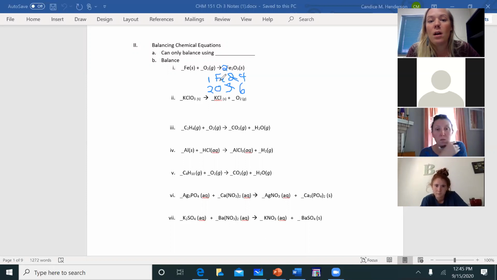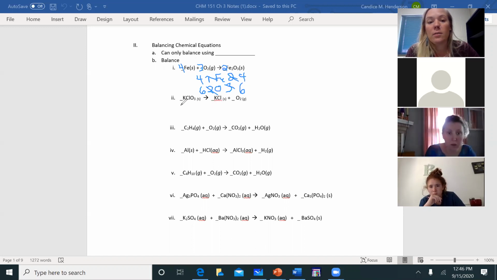So now I can go to my metal. If I have 4 here, real easy, I can just put a 4 right there, that changes that to 4. And then if I want to adjust this, I have 2, I need to have 6. So if I put a 3 in front of there, that will change this to 6. So now I have 4 irons on both sides, and I have 6 oxygens on both sides.